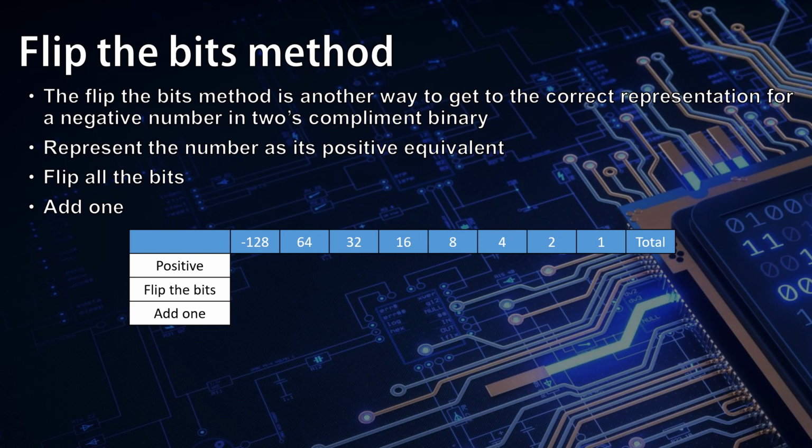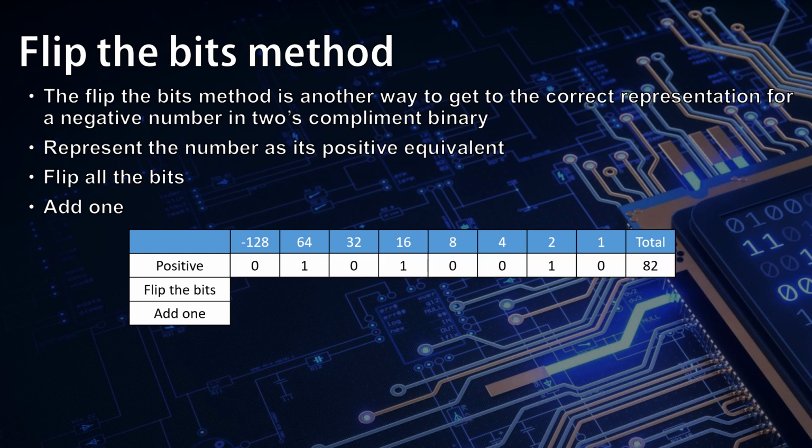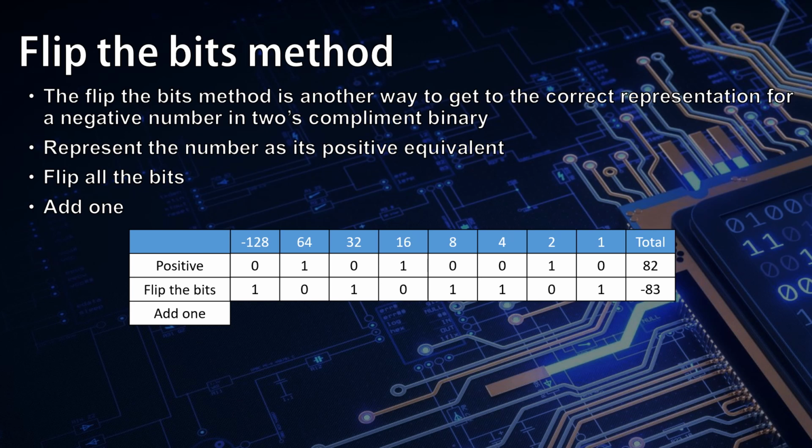So we start by creating positive 82, which is 0, 1, 0, 1, 0, 0, 1, 0. Now we're going to flip all the bits. So the 0s become 1s, the 1s become 0s, and we've got 1, 0, 1, 0, 1, 1, 0, 1, which would actually be minus 83.